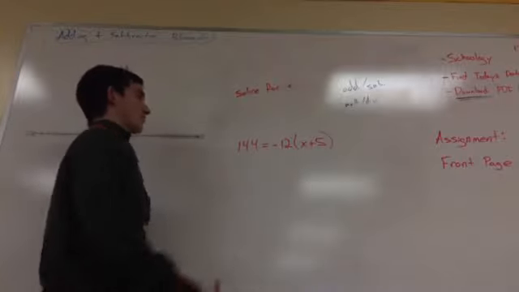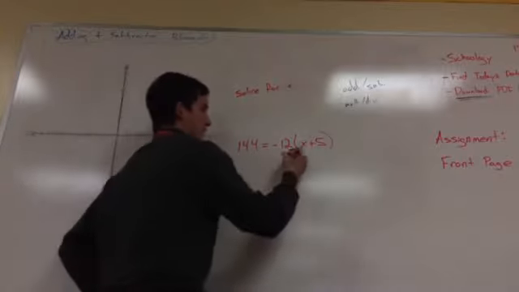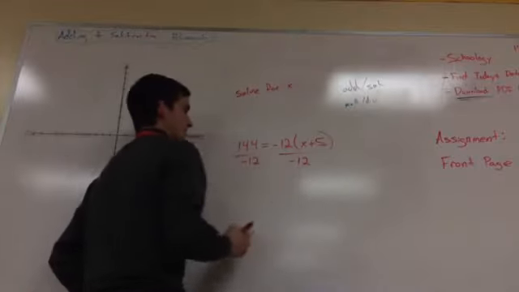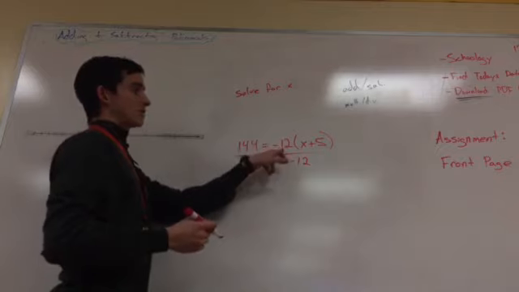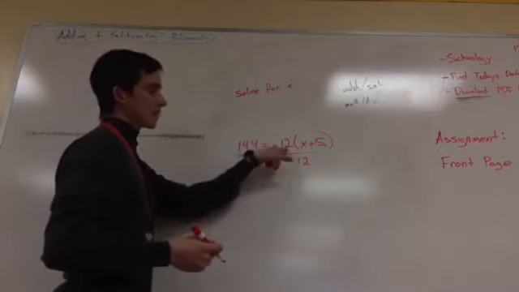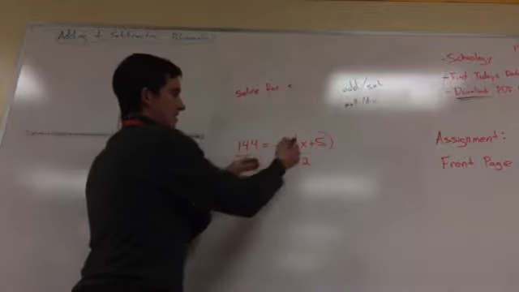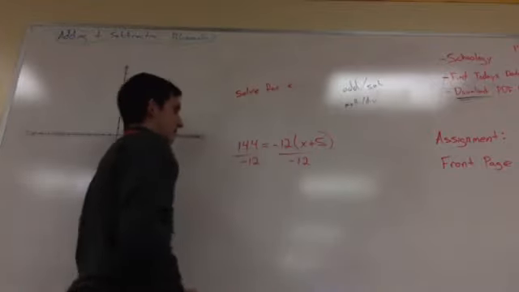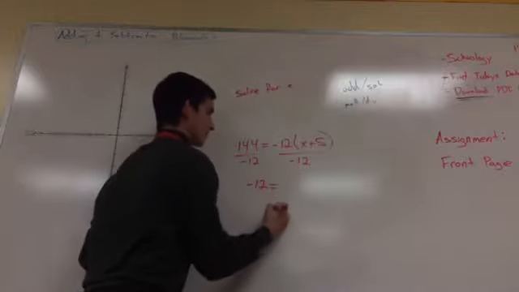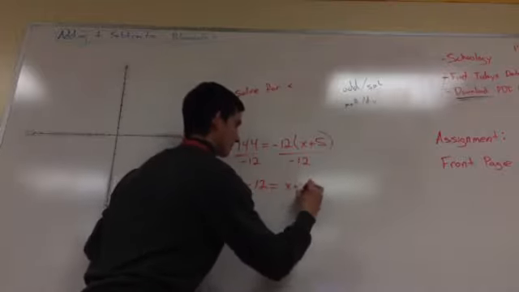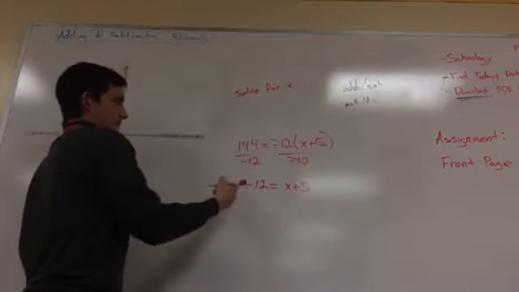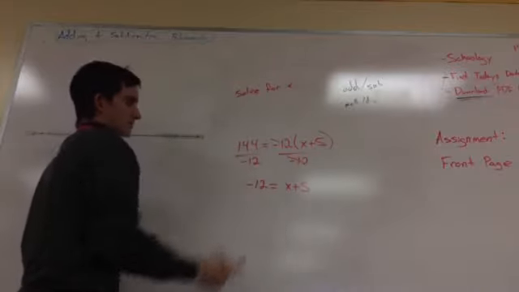So starting furthest away from the x, divide by negative 12. Notice I'm multiplying by negative 12, so I'm going to divide by negative 12. It's not a minus 12. That's actually a negative 12 being multiplied into all that. So I'm dividing by a negative 12. So negative 12 equals, I drop the parentheses because there's not going to be anything left. Those cancel. 144 divided by negative 12 is negative 12.